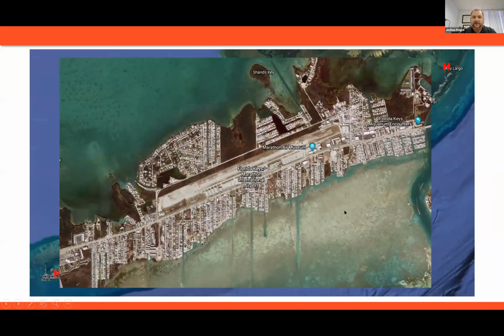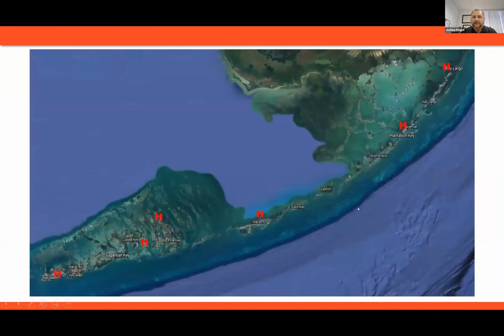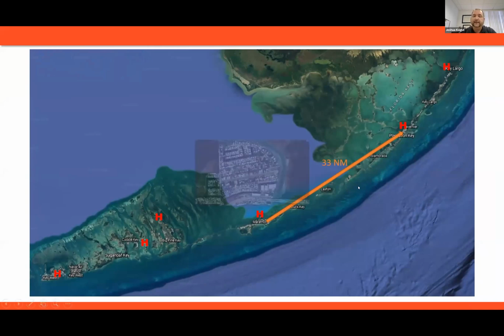Starting off here in Marathon is our home location, as I stated. We have 6 helicopters and 2 fixed-wing aircraft that we operate out of Marathon. Going back to those distances, we operate from the central going to the north. Our first stop, loading location, if you will, is 33 miles away. So in order to even get to some of the areas, we're traveling for 20 to 30 minutes by air just to get to where we're treating.